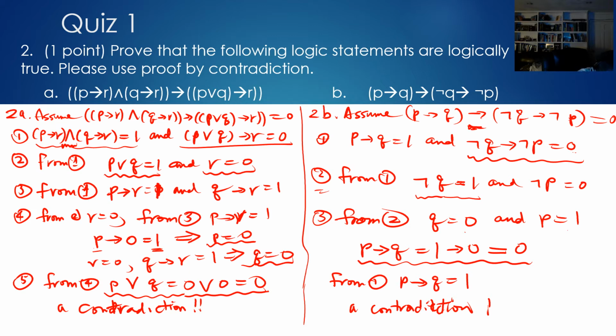Right? Because we say P implies Q equals 0 here. But based on the assumption, we actually get P implies Q equals 1. So you cannot have both. So this is a contradiction. So we prove that this must be 1 and this must be 1. Okay.